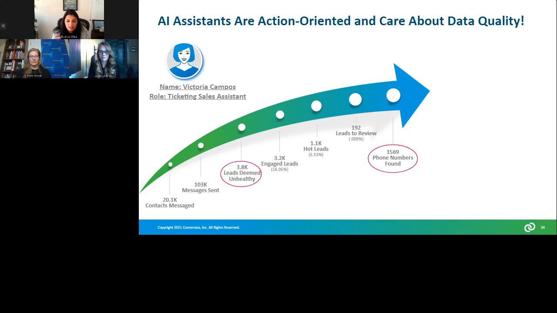Of that, each contact will receive multiple messages. It could be over 100,000 messages sent. But what you really want to know, and one of the key things that Conversica looks at, is the healthiness of those leads. Has that email been verified? Because we want to make sure that your emails have high deliverability, so they actually hit your inbox.